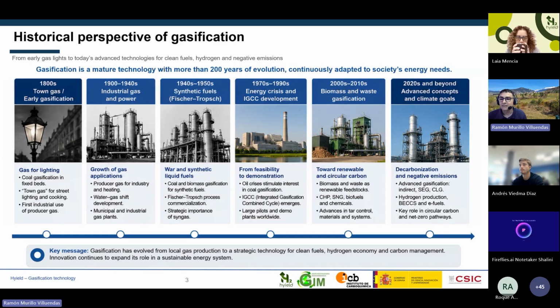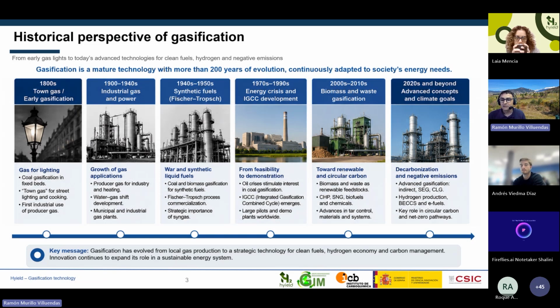In the 19th century, gasification was mainly associated with coal conversion in fixed bed reactors. The resulting town gas was widely used for lighting, cooking, and heating in cities before the large-scale availability of natural gas and electricity. During the first half of the 20th century, gasification became increasingly important for industrial gas production and power applications. Producer gas was used in industry, and syngas chemistry also developed strongly during this period, including the water-gas shift reaction and other routes for gas upgrading.